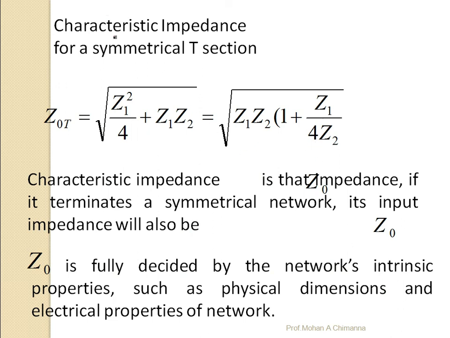So the characteristic impedance for the symmetrical T section, ZOT, is equal to the square root of Z1 square upon 4 plus Z1 Z2, which is equal to the root of Z1 Z2 into 1 plus Z1 upon 4 Z2. So the characteristic impedance is the Z0 impedance; if it terminates the symmetrical network, its input impedance will also be Z0. So that Z0 is fully decided by the network's intrinsic properties such as the physical dimension and the electrical properties of the network.